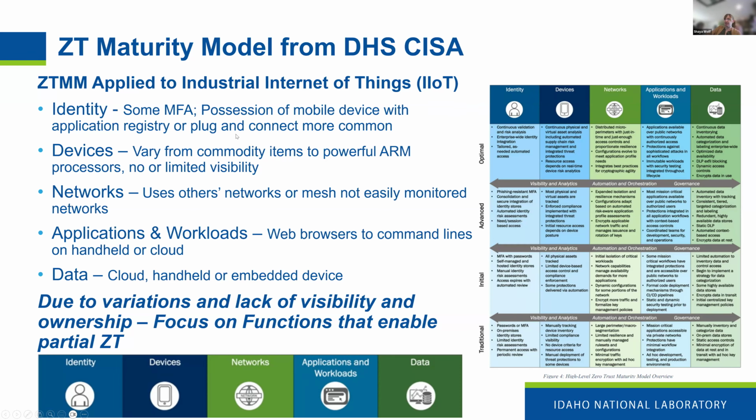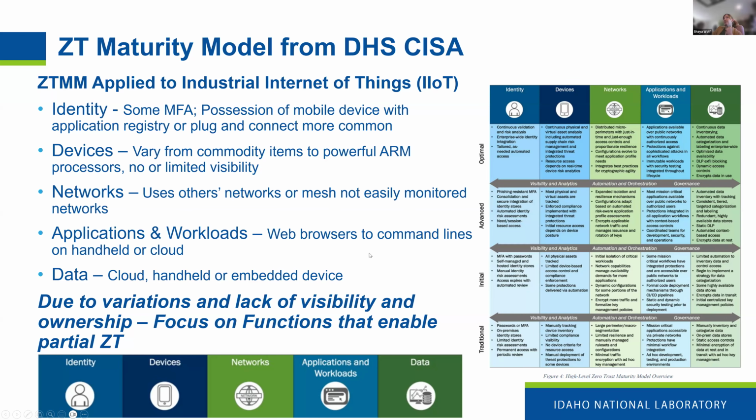A lot of the identity comes down to multi-factor authentication, authorization, whichever way you want to say it. Possession of mobile devices with application registry. Our devices vary a lot. We do have a lot of ARM processors, which provide us with very little visibility into the system. We do work a lot on the networks. We always say that we're not focusing just on the networks, but we do work a lot on the networks. And then applications and workloads, everything from web browsers to command lines. We do pay particular interest to anything that goes up to the cloud, because that's a different ballgame.